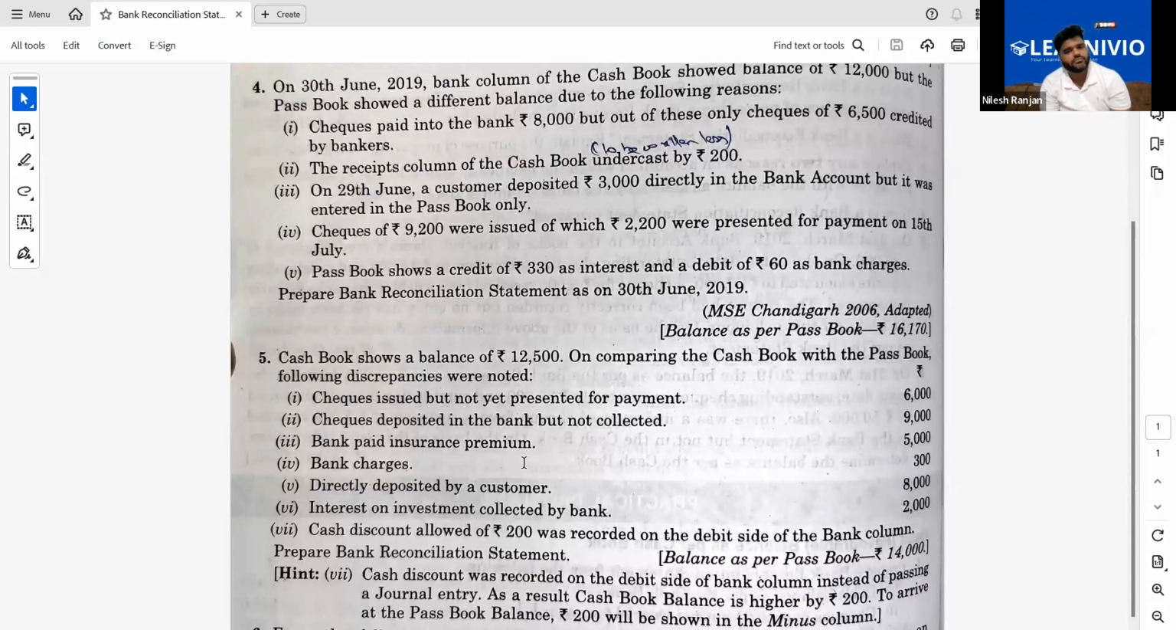Cash discount allowed of 200 was recorded on the debit side of bank. You understood this transaction, what happened with this transaction? Because this is a little complicated. If you understood, just explain the transaction first.